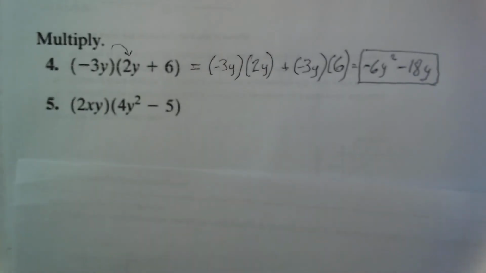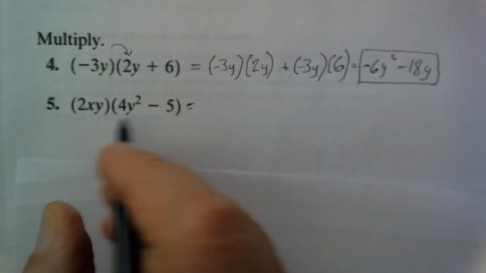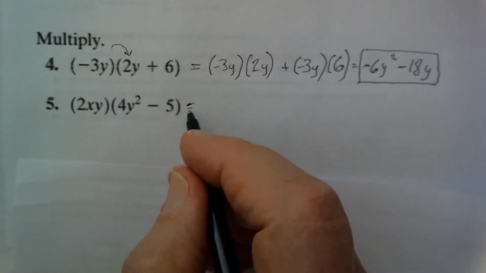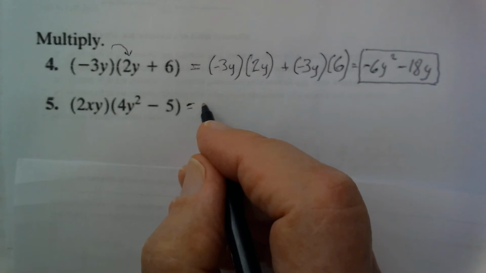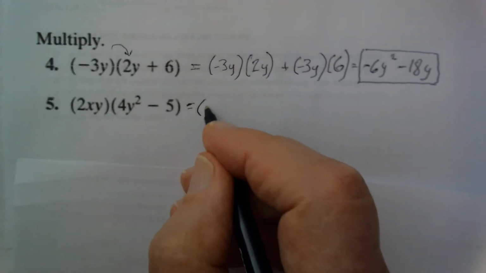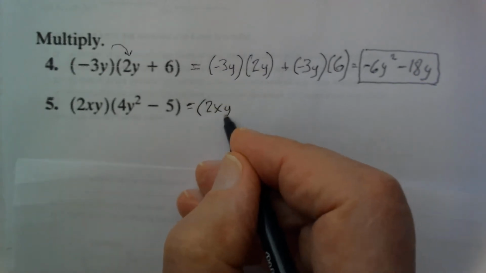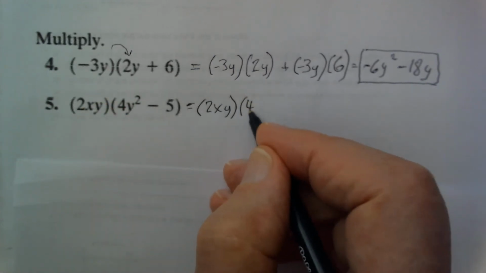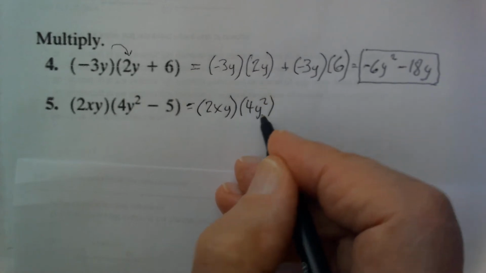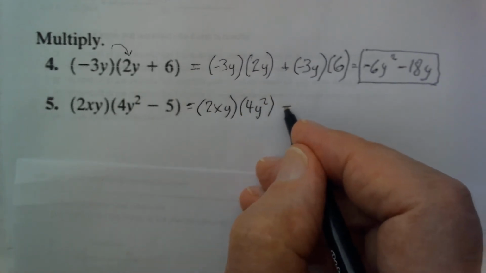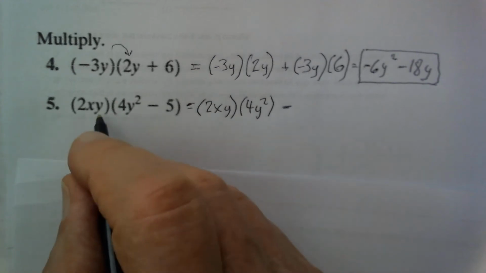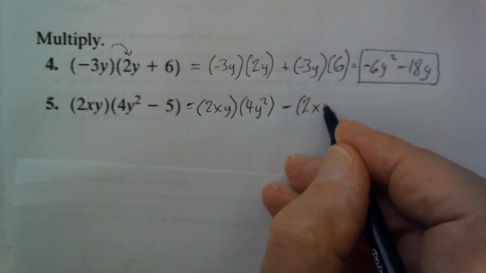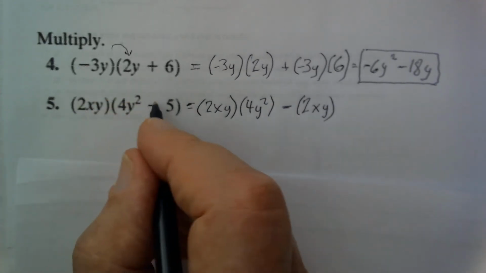The next example is very similar. So we multiply 2xy times the first term. So that's 2xy times 4y squared minus, because there's a minus there, 2xy, minus 2xy times 5.